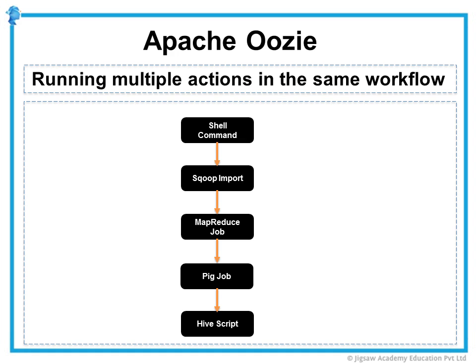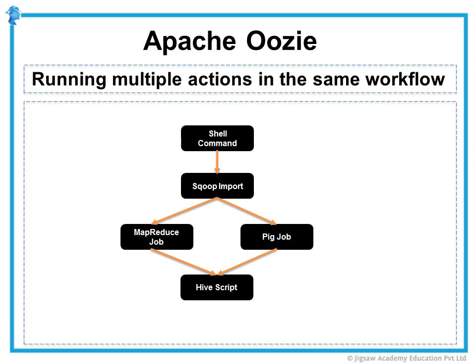But let's say since the MapReduce job and the Pig job do not have any dependency among each other, I decide to run both of them simultaneously like this. Of course, what these actions do in this example are totally unrelated, so this is just for the sake of illustration of how we can run multiple actions in the same workflow. Now, if I have to represent this as a directed acyclic graph, then it would be something like this.